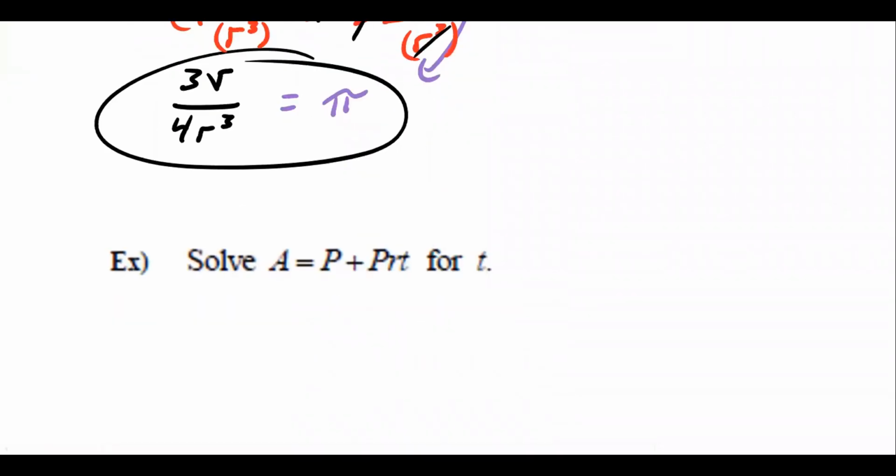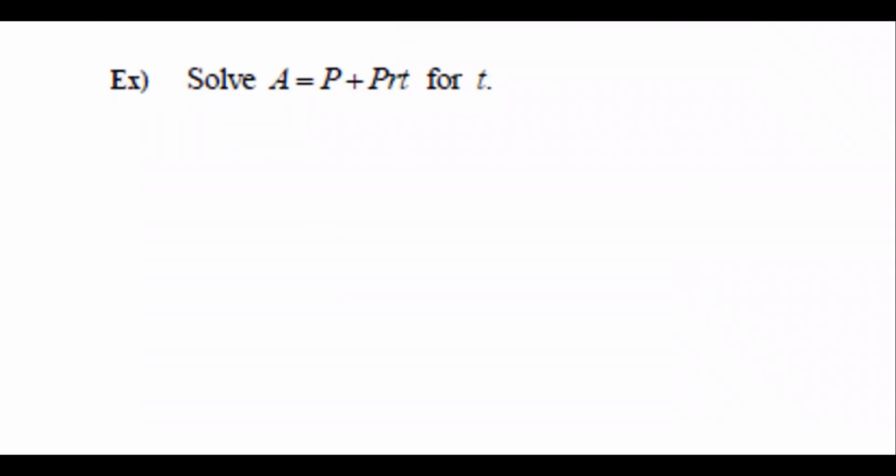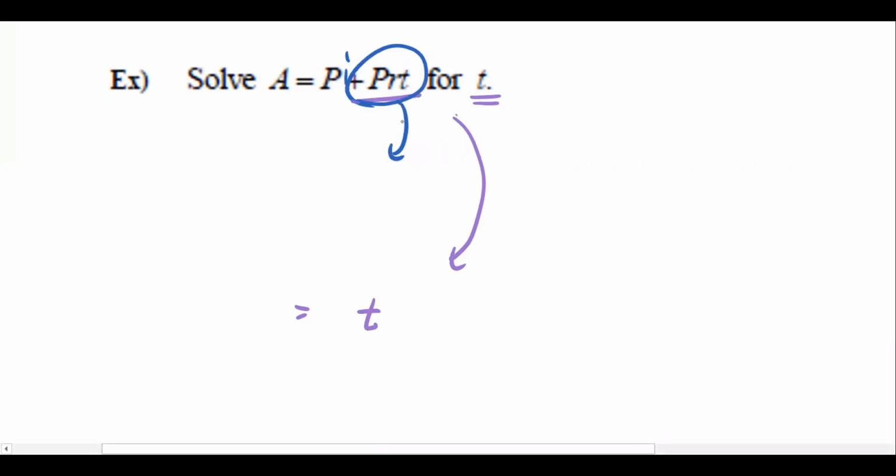All right, let's look at this other one. We want to solve A equals P plus PRT for t. Again, our goal is we want to solve for t. Notice t is in this term here. So our goal is to get t by itself on one side. So the first thing we're going to focus on is the variable term. So we have two terms. Here's our variable term. So our first goal is to get PRT on one side by itself.